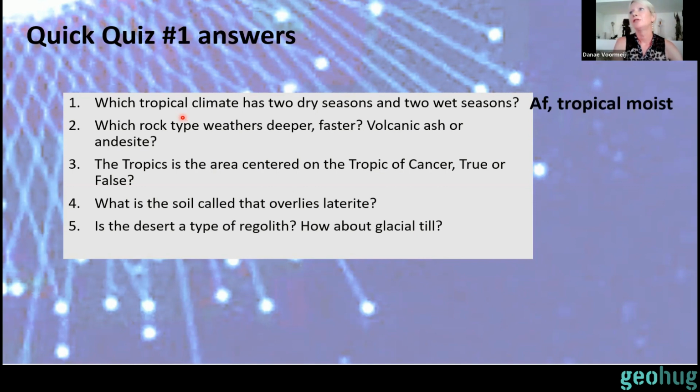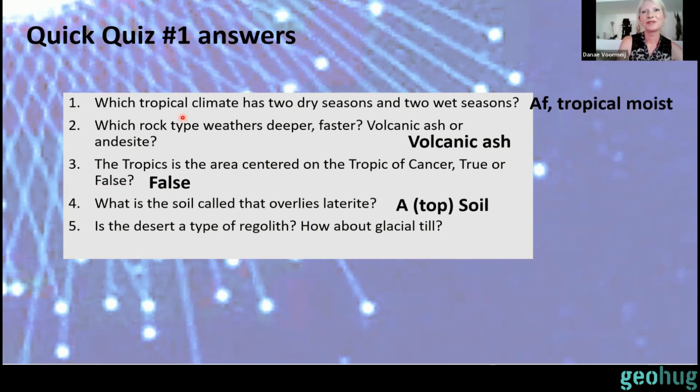2 seasons, tropical moist rainforest, AF. The volcanic ash weathers deeper, faster. The tropics is centered on the equator and bound by the 2 tropics. We have an A topsoil, and both of those are regolith.